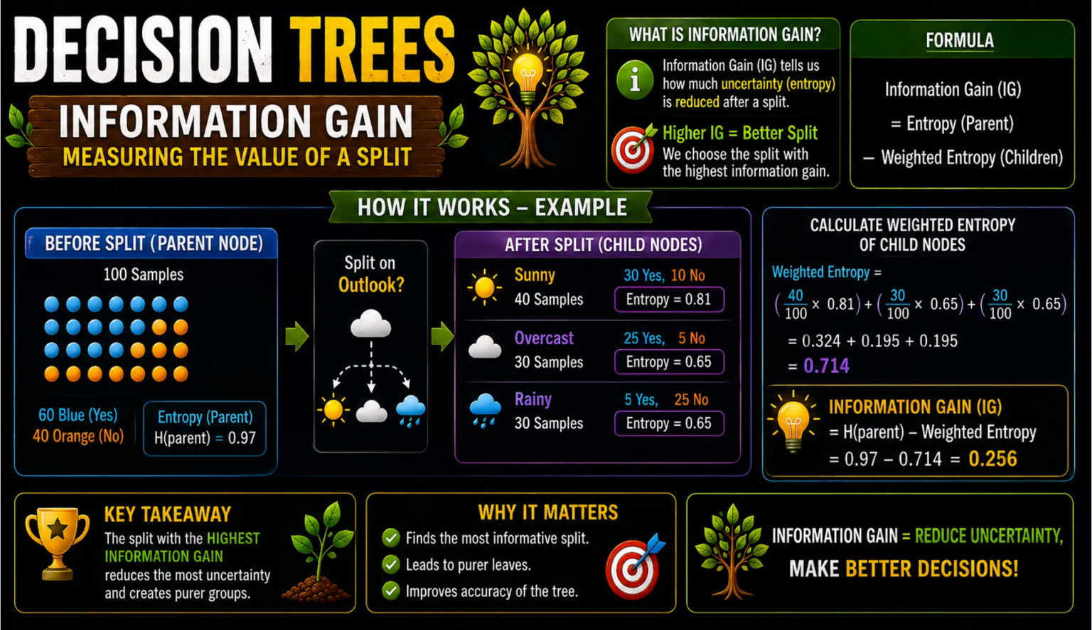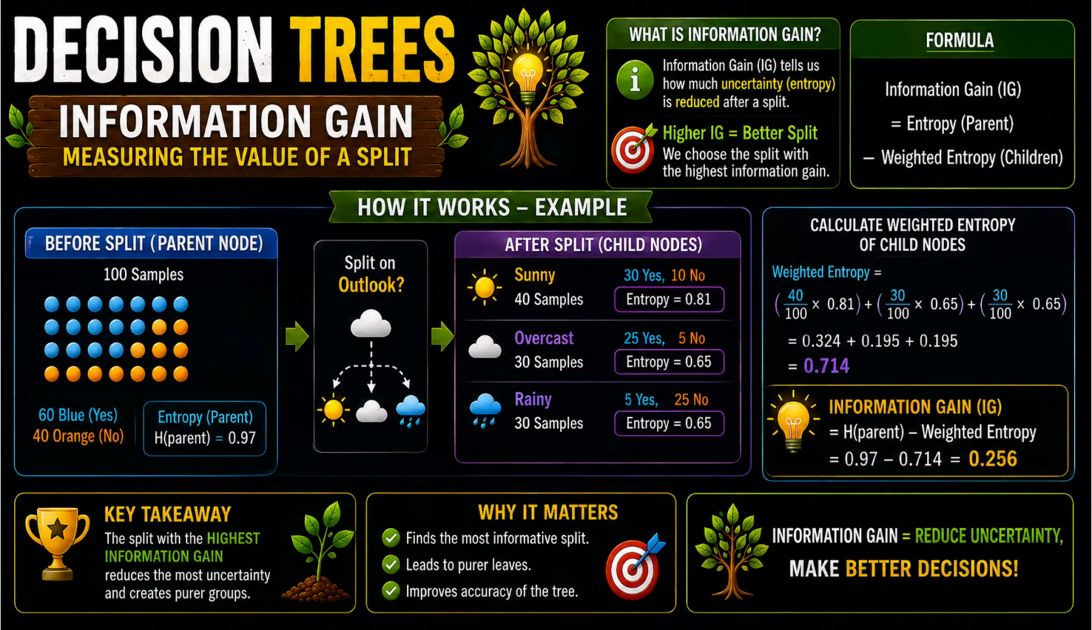You get this. So the calculated weighted entropy of child nodes is equal to 40 by 100 into 0.81 plus 30 by 100 into 0.65 and 30 by 100 into 0.65. These are got from here. So that is equal to 0.324 plus 0.195 plus 0.195. That is 0.714. So the information gain is the entropy of the parent, which is 0.97, minus the calculated weighted entropy of the children, which is 0.714. So you get here 0.256.